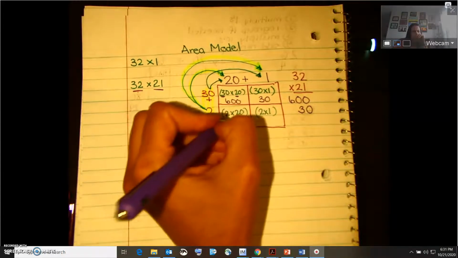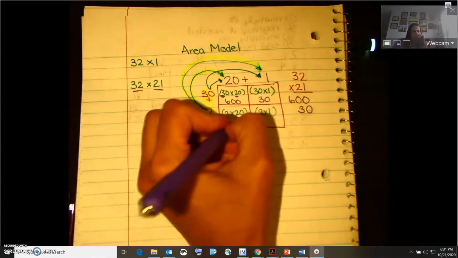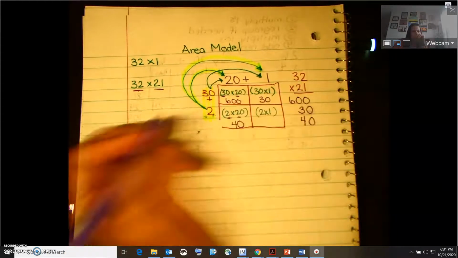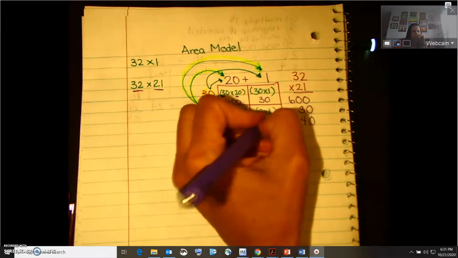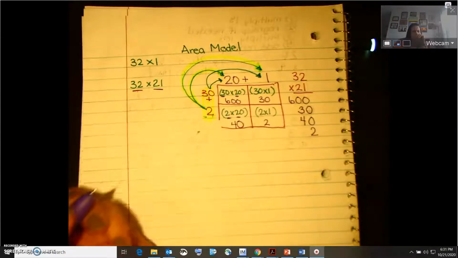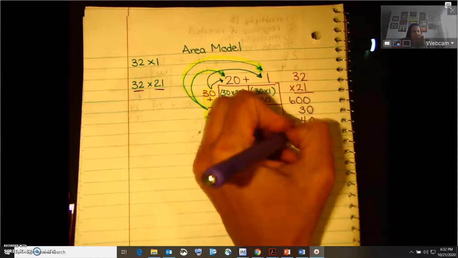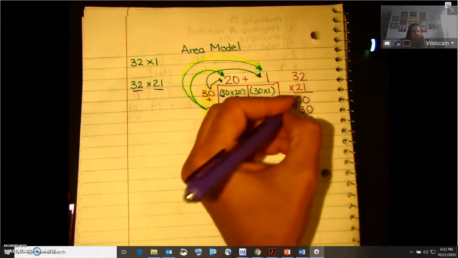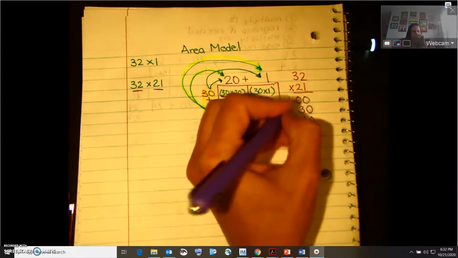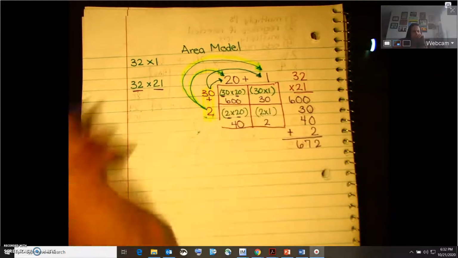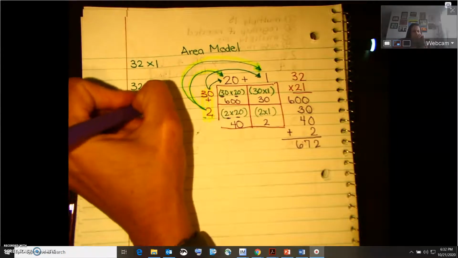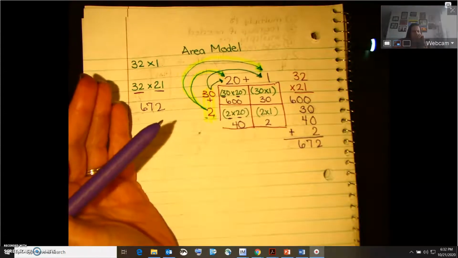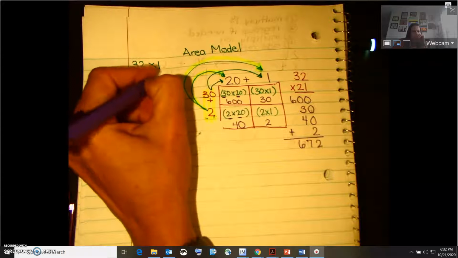Now let's do this box. 2 times 2 is 4, and we add a 0. So we have 40, and 2 times 1 is 2. So now we do the same thing. We add 0 plus 0 plus 0 is 2. 0 plus 3 plus 4 is 7. And bring down our 6. So this equals 672.